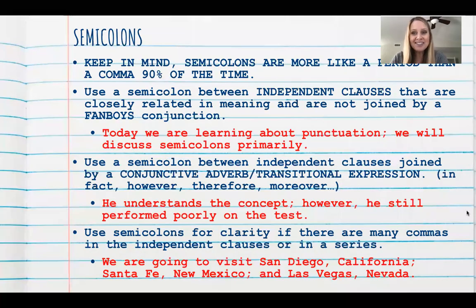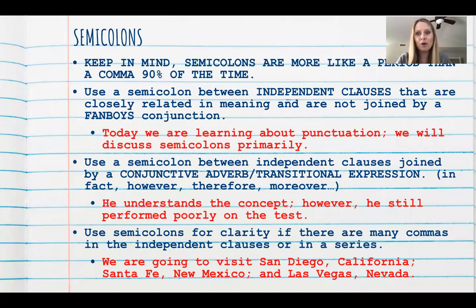The first thing I wanted to talk about today is semicolons. Something that might be surprising to you, but that I think you want to keep in mind, is that semicolons are more like a period than a comma 90% of the time. So, semicolons act more like a period. Here are some examples of that.